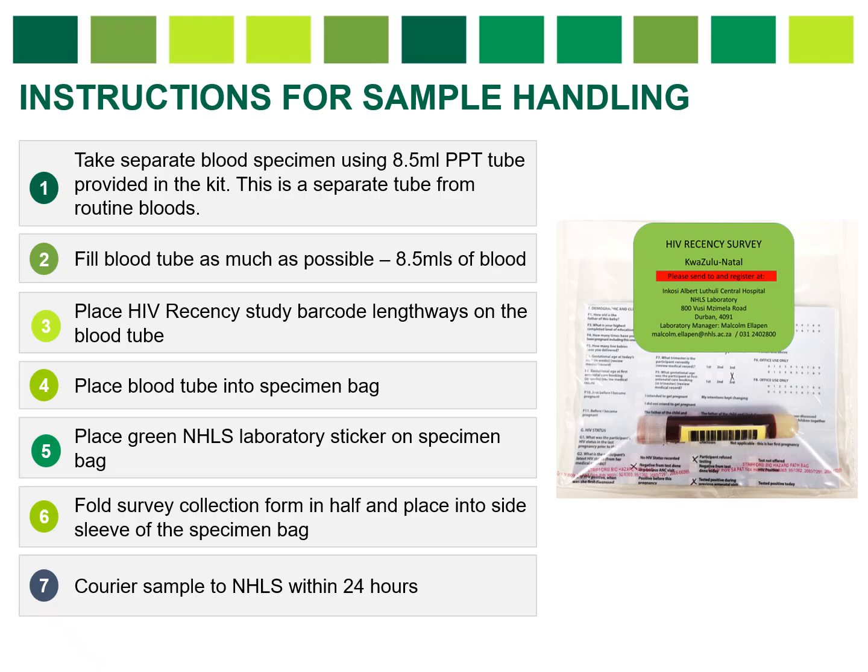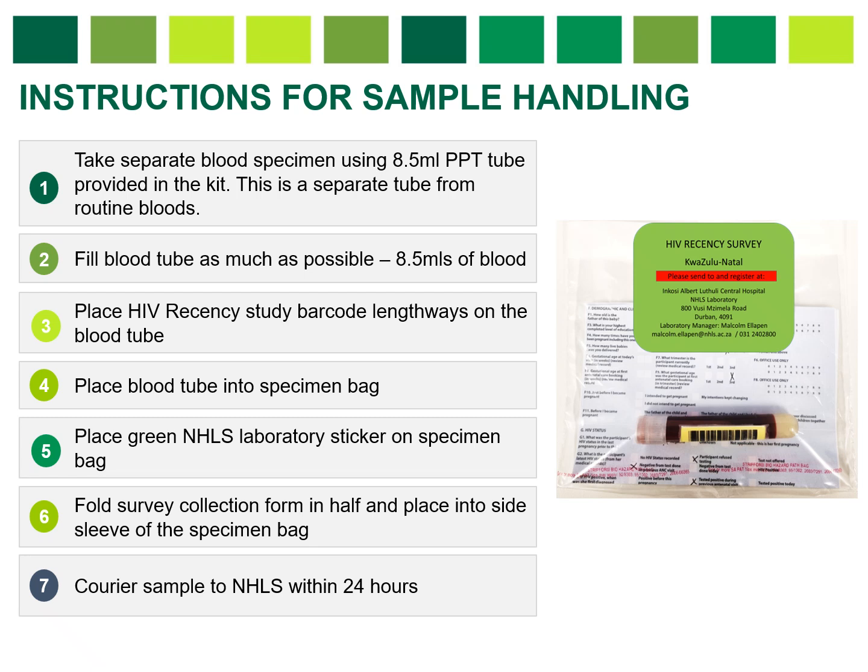We've provided you with specimen bags to place the sample into. The specimen bag has an inner pouch and an outer pouch. The blood tube goes in the inner pouch where it has the double ziplock. And then of course there's the outer pouch where you'll fold up the survey form and you'll put that in the outer pouch.